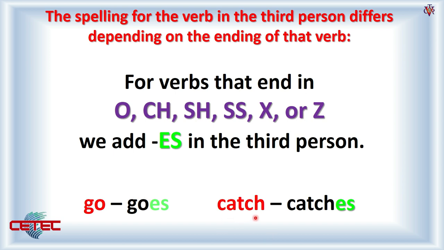Catch. The final two letters, CH: catches. Don't forget, rule number 1: verbs that end in O, CH, SH, double S, X, or C, we add ES in the third person. This is rule number 1.